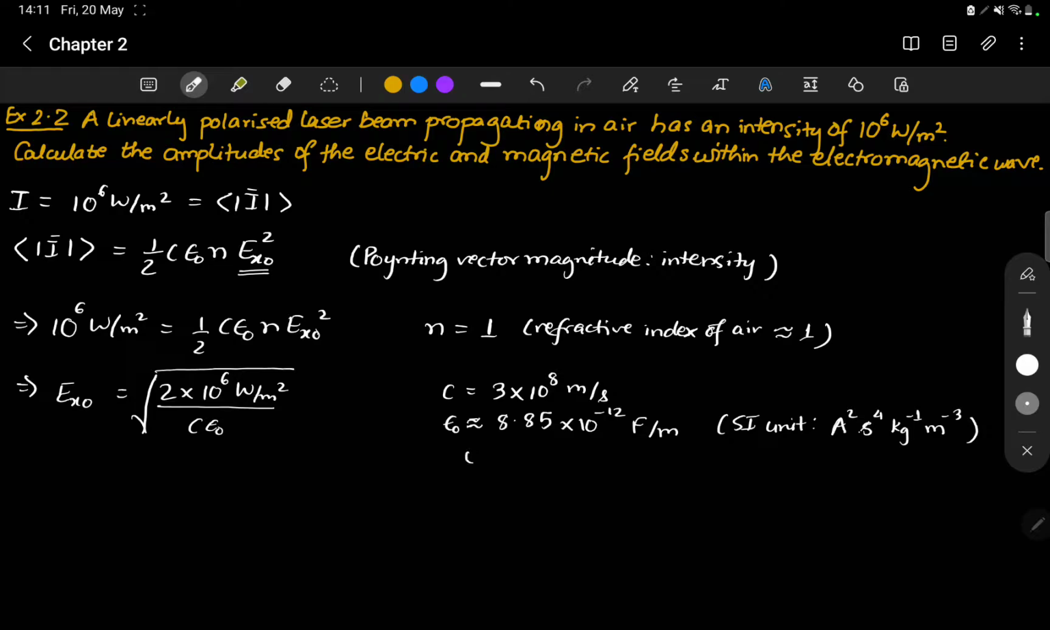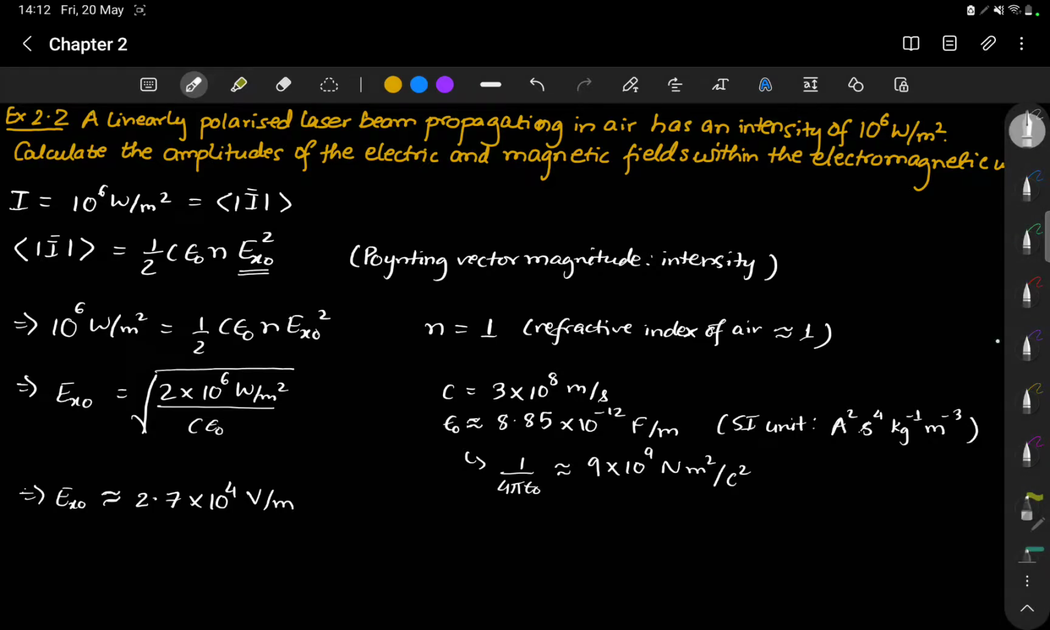A simpler way to remember this value is that 1 over 4 pi epsilon naught is roughly equal to 9 into 10 to the power 9 Newton meter squared per Coulomb square. This is just a simpler way to remember the values. So let us put in these values in the calculator and see what we get. So putting in these values in this expression for Ex0, we get the value of Ex0 to be roughly 2.7 into 10 to the power 4 volt per meter. So this is the value for amplitude of electric field. The first part of the question is done.